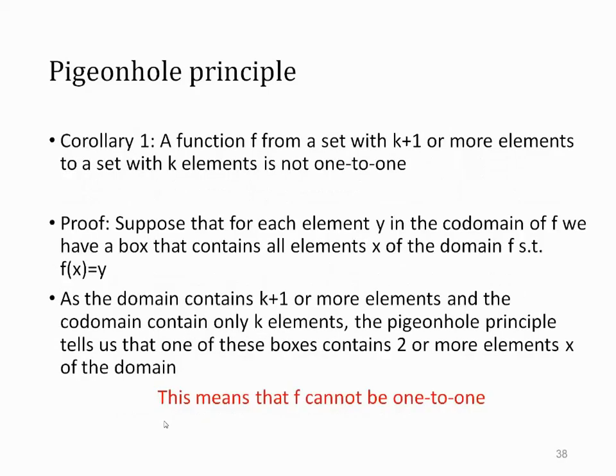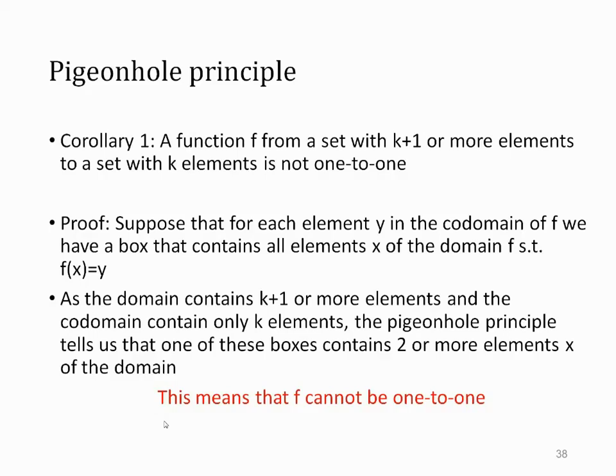A function f from a set with k plus 1 or more elements to a set with k elements is not one-to-one. Because there are more data items, that is k plus 1, which is greater than k, obviously the mapping will not be one-to-one. By looking at this you can confirm that at least one box will have more than one element.